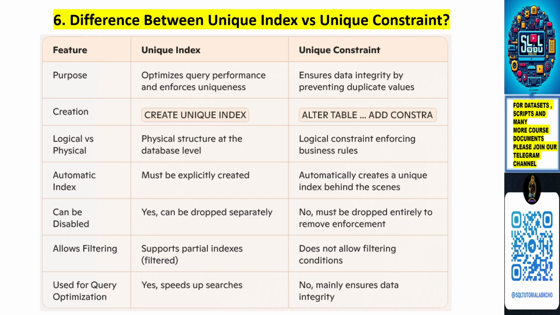Now for query optimization, a unique index, yes, speeds up searches, whereas a unique constraint, no, mainly ensures data integrity. Okay, this is clear. So these differences you need to learn and remember for interviews. Otherwise, you won't be able to provide the exact answer. Understanding is one part, but for interviews you must remember these. Okay, now move on to the next question.